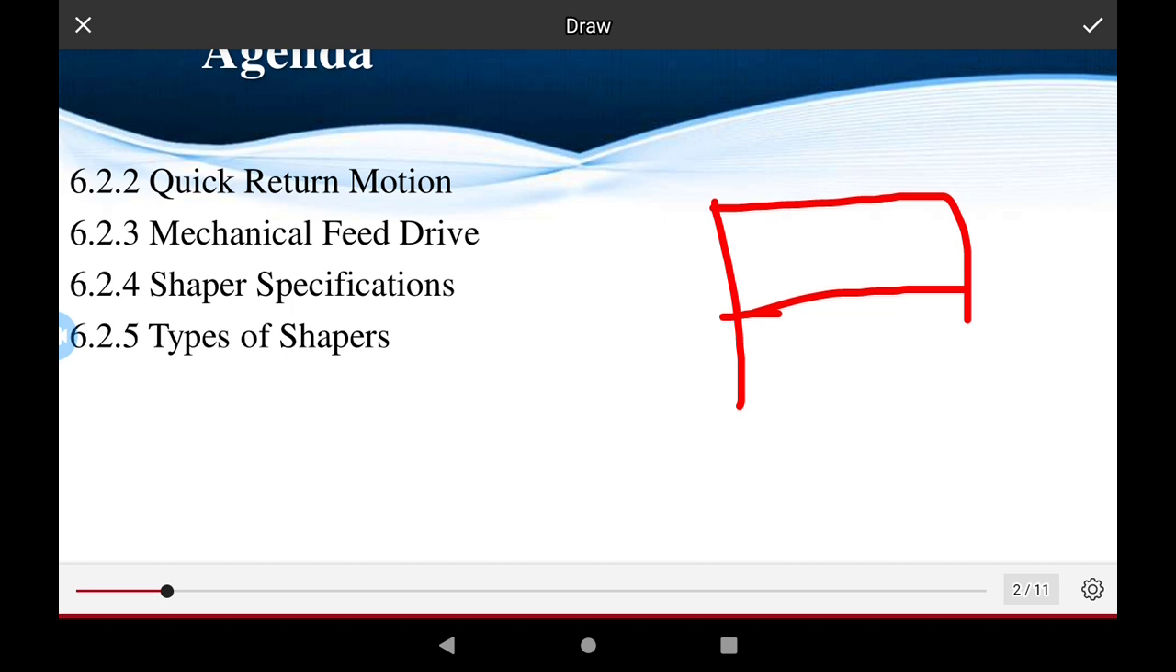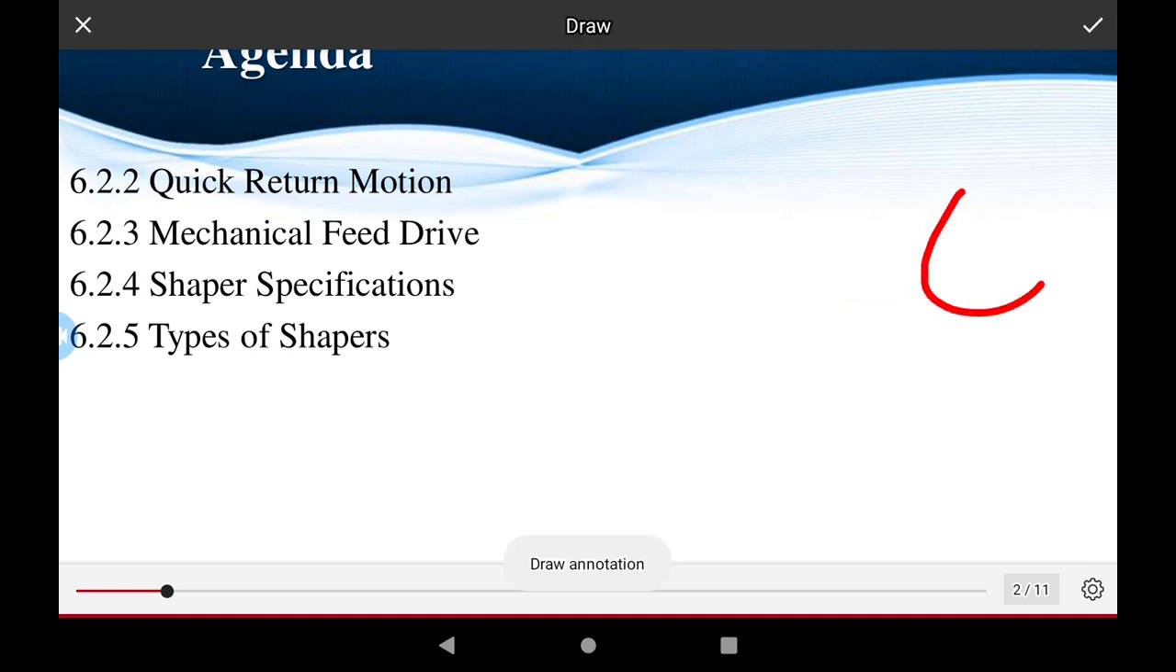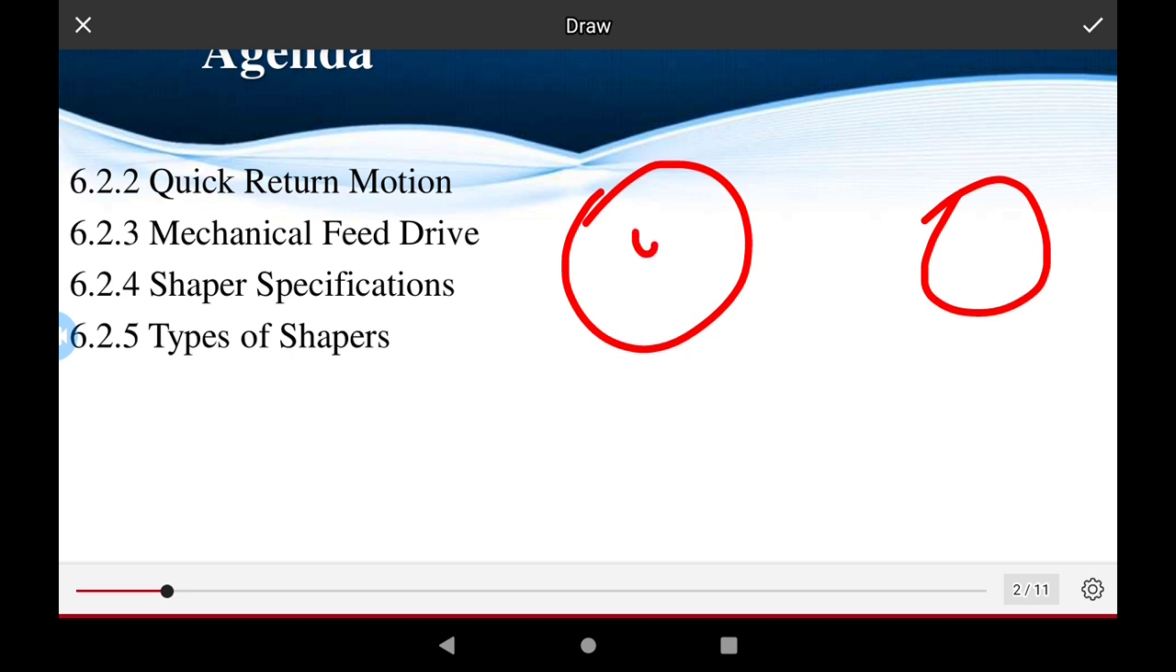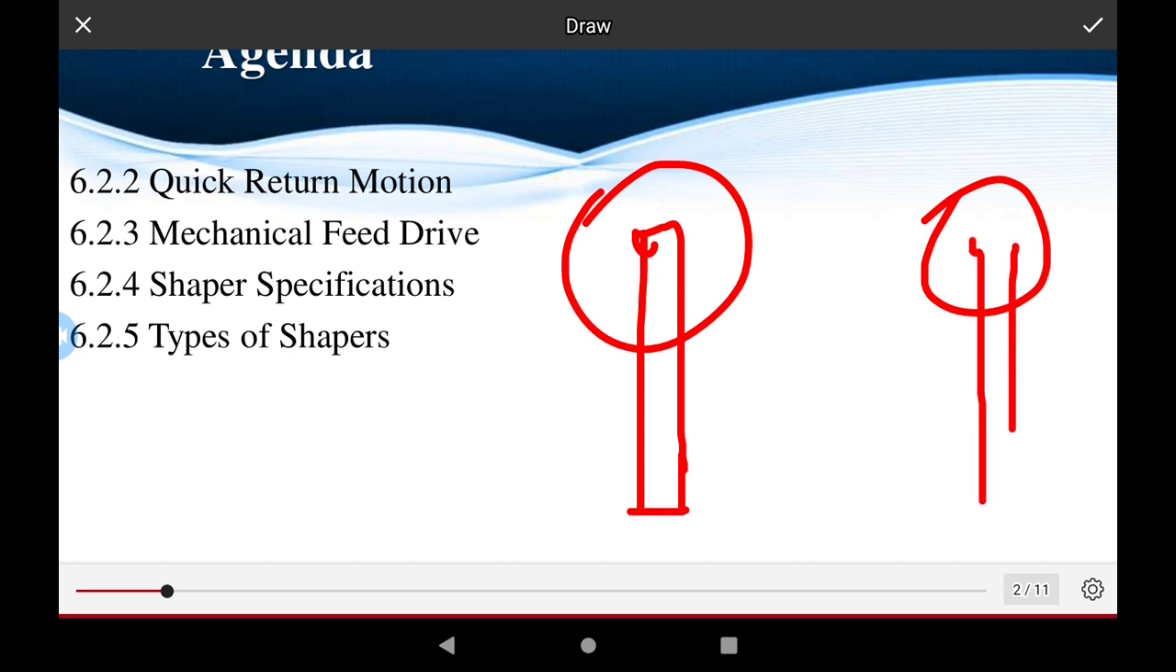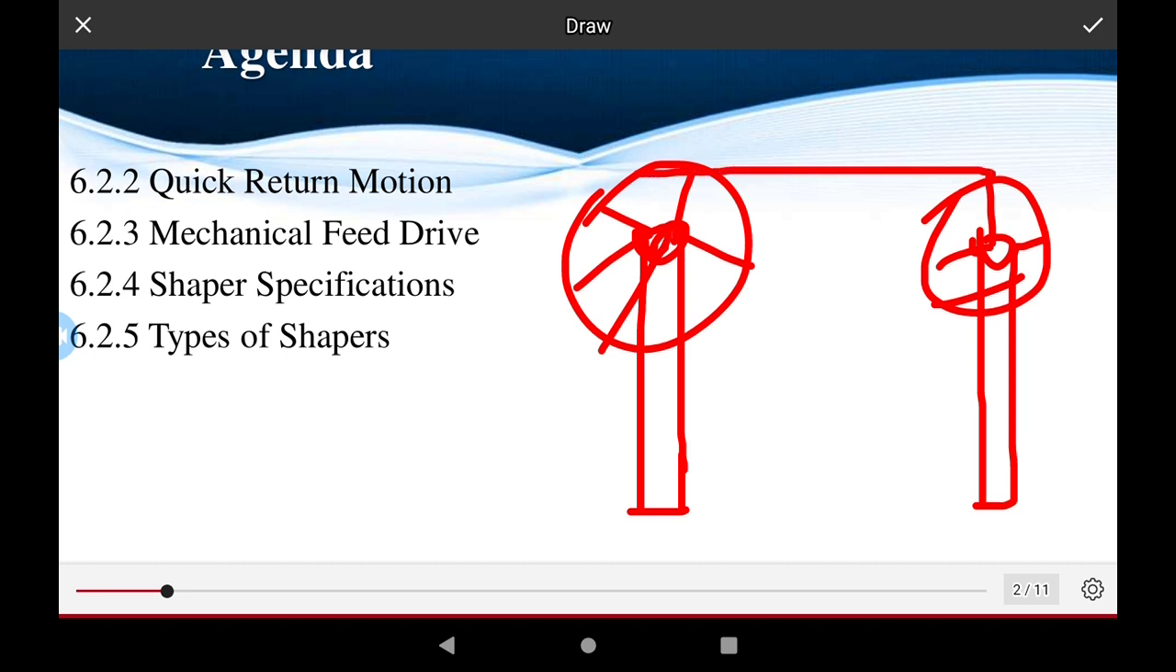Other examples of mechanical feed drives are the gear bar, the belt, and the pulley and shaft. A shaft also transfers power from one shaft to another by the belt drive. As an example of a belt, this is one pulley, and this is the second pulley, set on this shaft, and this is the other shaft.